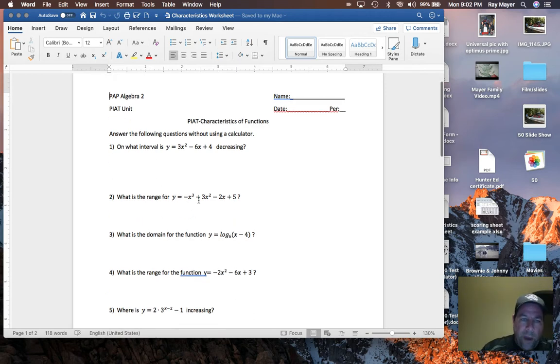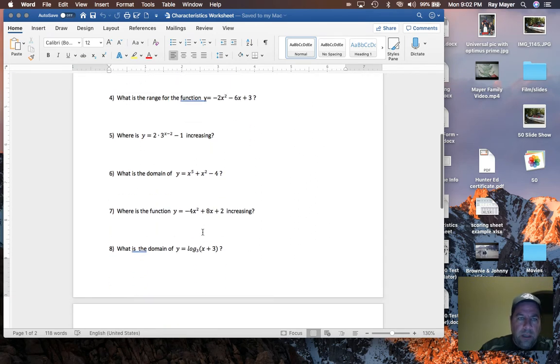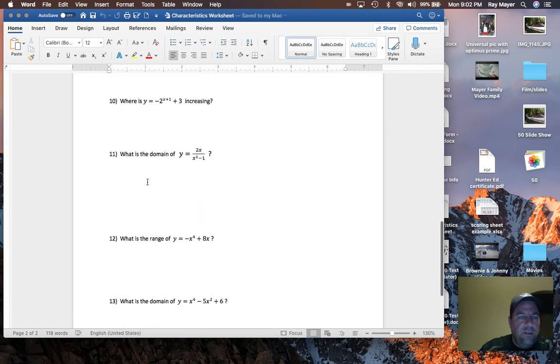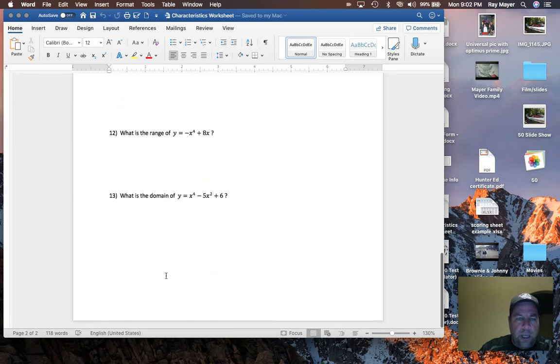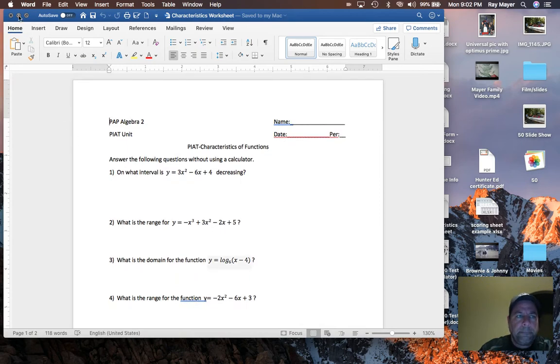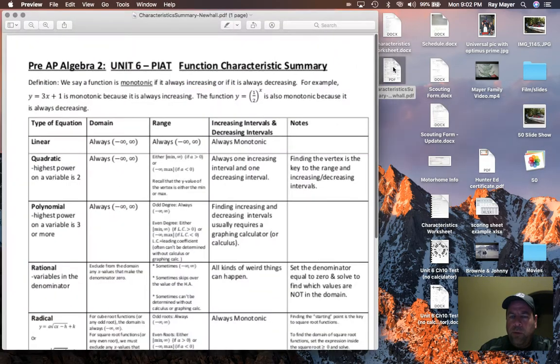And what is the range? What is the domain? What is the range? Just some questions like that. Where is it increasing? Where is it decreasing? What is the domain? What is the range? A lot of those are domain and range type questions. I'm also going to post the characteristics. This will help you out. This is some notes.